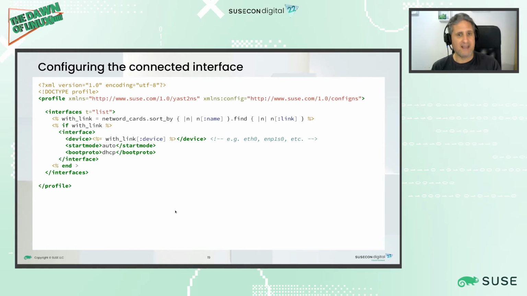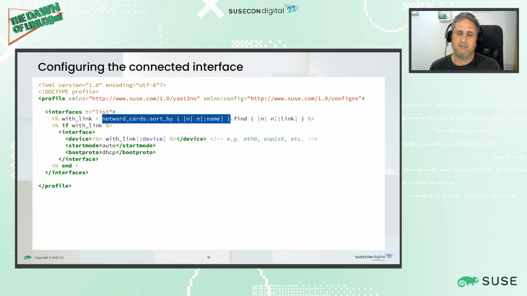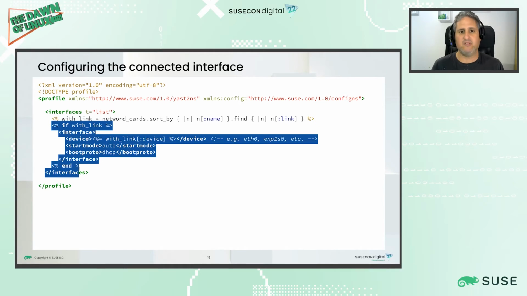And we can combine both of them. In this case, we have a set of network interfaces, and I would like to configure the one which is connected, for instance. It's a nice exercise. We are basically searching the network cards, ordering them to be sure that we always use the same order of the network cards, and we are finding the first one that has a cable connected. If I do not get any link, I'm not going to render this section of the profile.